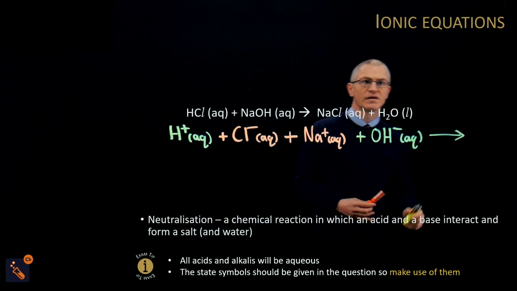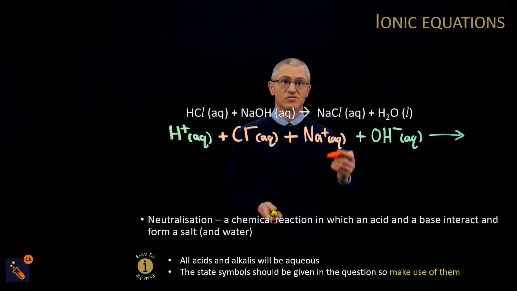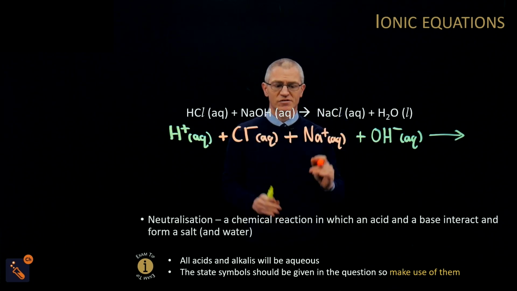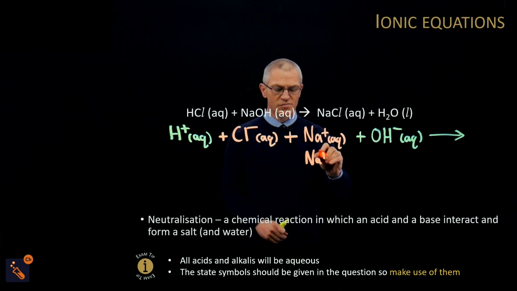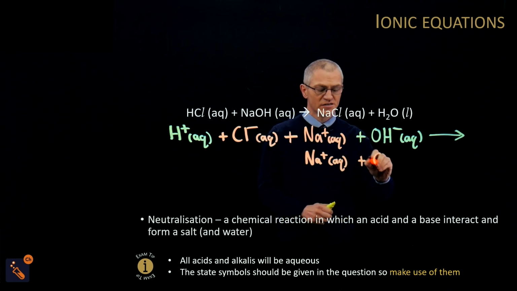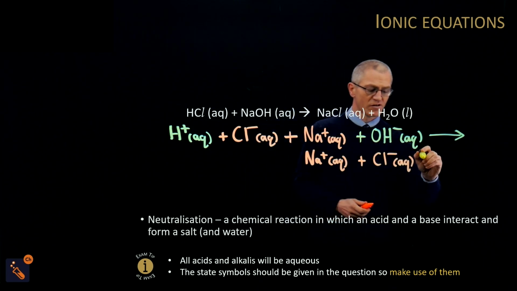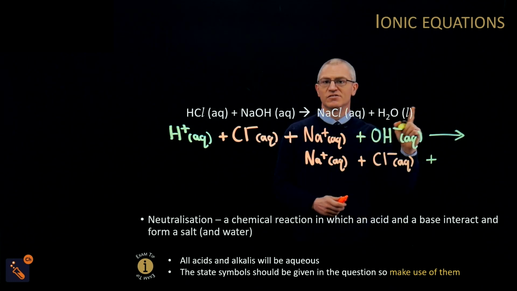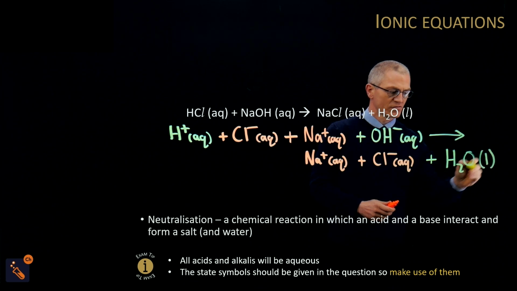And we're going to carry on underneath. I'm going to do the products now, so I'm going to go to the NaCl. I'm going to split that up because it's aqueous again, so it's going to be Na+ aqueous plus Cl- aqueous, and then we've got our H2O. Now H2O is a liquid, it's not aqueous, it's not an acid or an alkali, so it stays together. We don't split it up into ions. And there we have it.